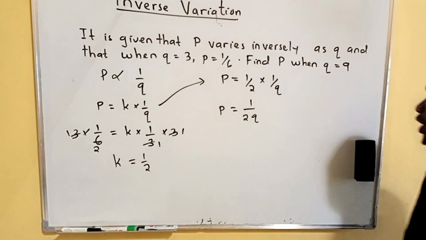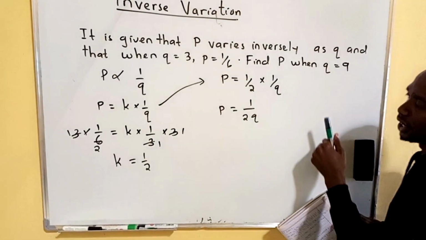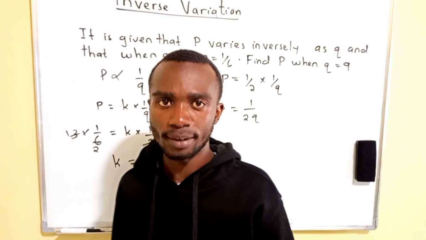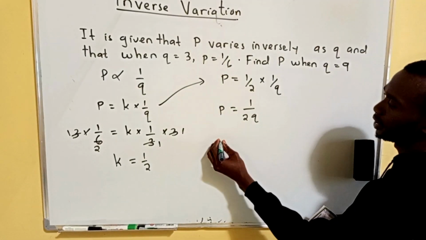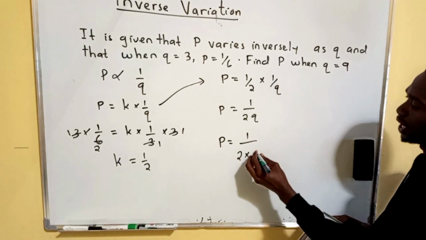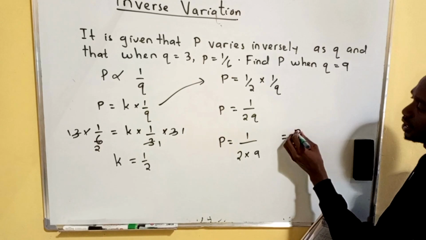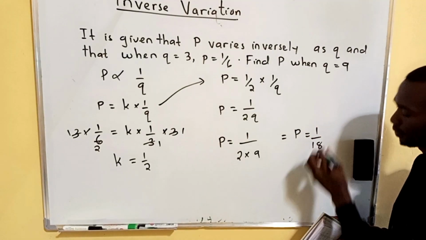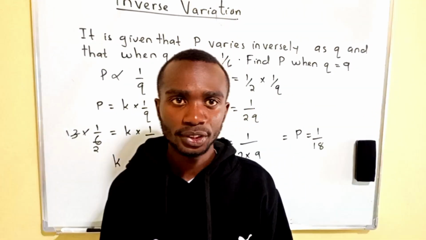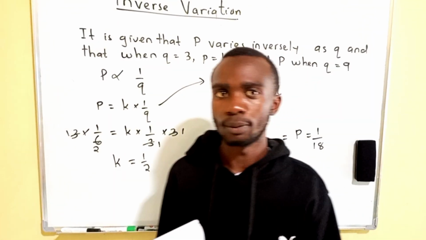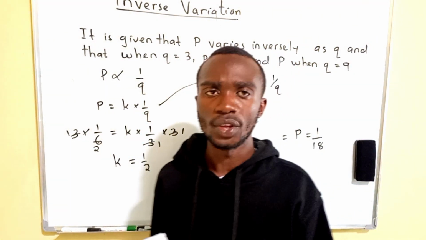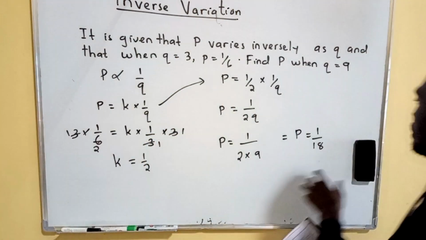Now find p when q is equal to 9. So q is equal to 9. We substitute it in the equation connecting the two variables. So p is equivalent to 1 over 2 times 9. So the value of p is equal to 1 over 18. So the first thing, we need to write the equation connecting the two variables and find the constant of proportionality first. So the constant of proportionality helps us to find another variable with a given variable. I'll do the next question.